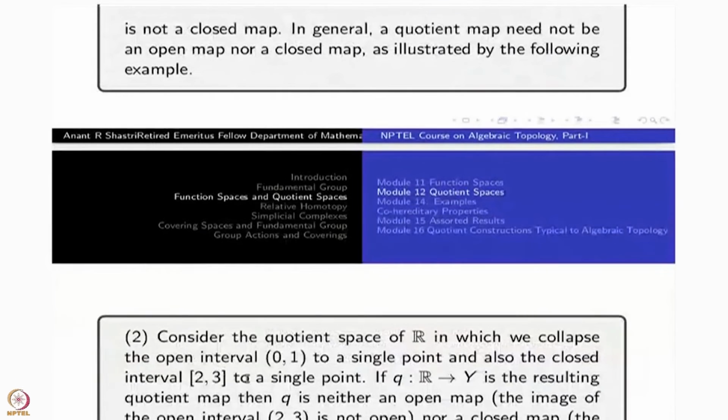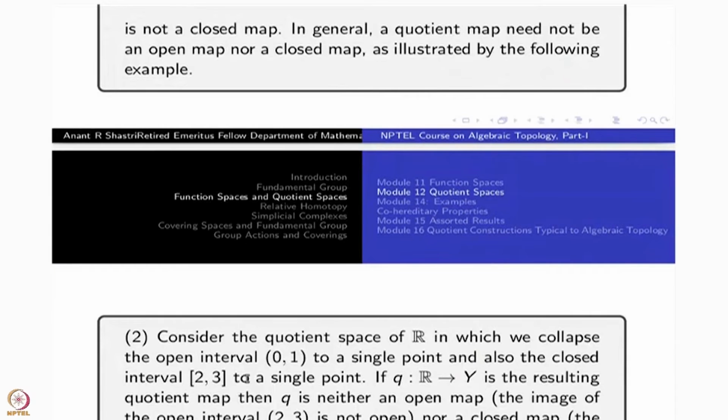So I will give you some examples of maps which are quotient maps, but they are neither open nor closed. I have just cooked up this example. It's not very standard. It's not occurring naturally. There are such natural things also, of course. Here, just for simplicity, in one single example, I have shown you a quotient map that is neither open nor closed.